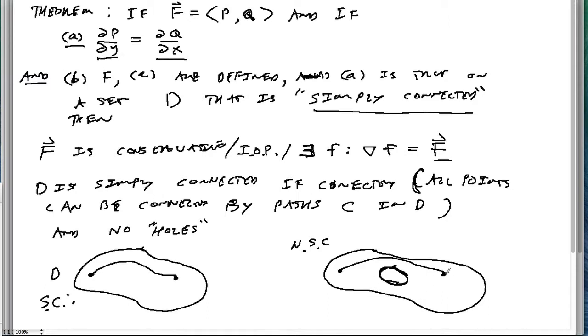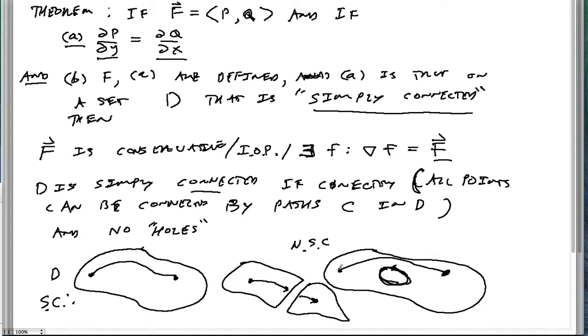Okay, and then the other example of being not connected would be if D actually had 2 pieces, right? And so in this case you have 2 points, but there's no way to connect them by a path that's all in D because there's some gap between. But the real interesting one is this idea of a hole.